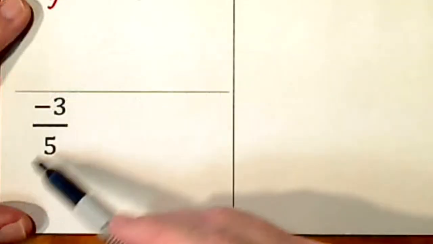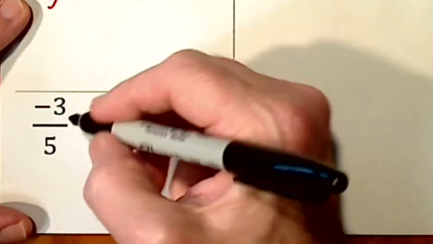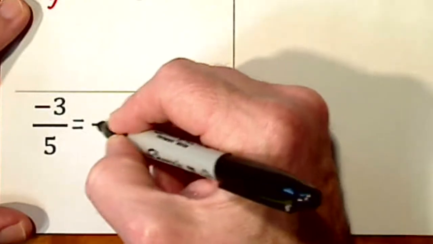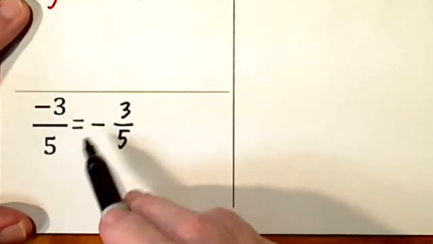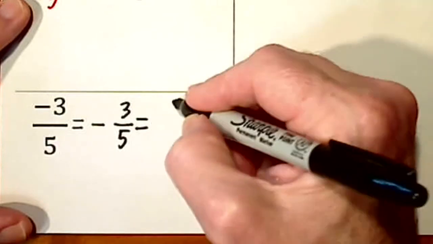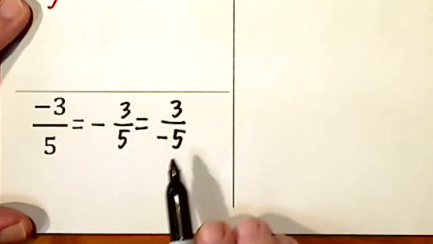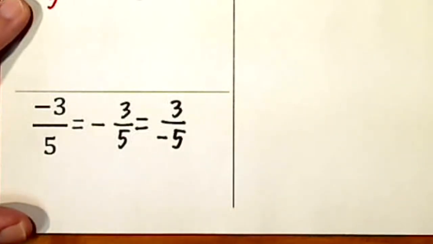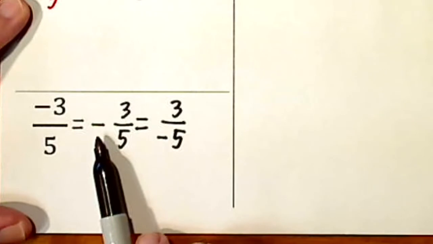I'll address the negative sign situation here specifically. Negative 3/5 is simplified. You could write that as negative 3/5, so you can put the negative sign in front. In this case, you could also write it as 3 over negative 5. Each of these fractions means essentially the same thing. But my preference is to put the negative sign in front. For me, that's the clearest meaning.